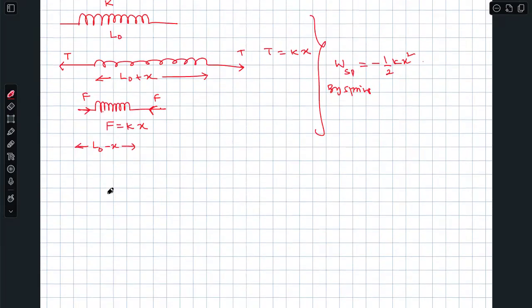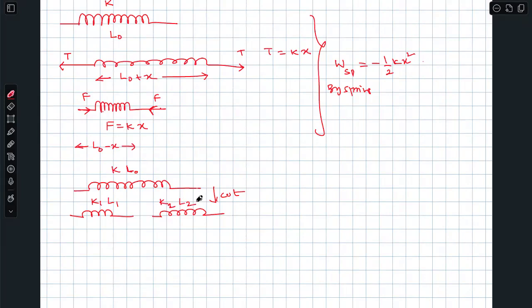Also, please note that a spring is cut into two parts. Here its force constant is K and its natural length is L0. Now the moment you cut, you have divided it into two parts. One is of length L1, the other is of length L2.